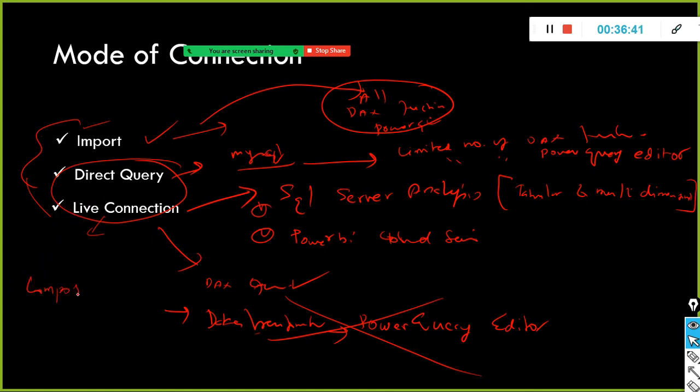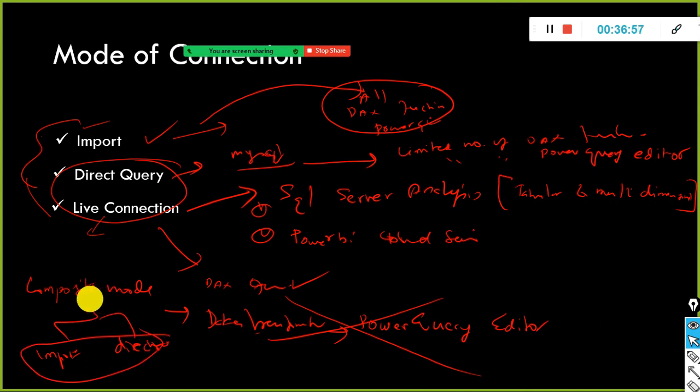And we have something else called composite mode. Composite mode, I already discussed it. In composite mode, you can use both import as well as DirectQuery in your dataset. So that is what is called composite mode.